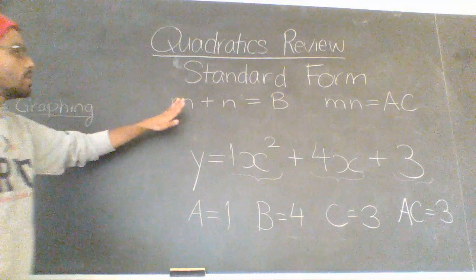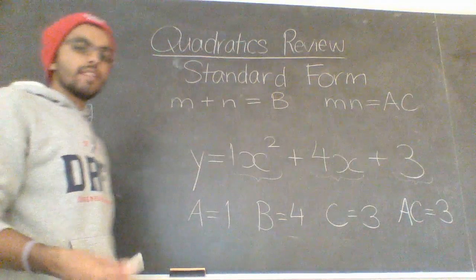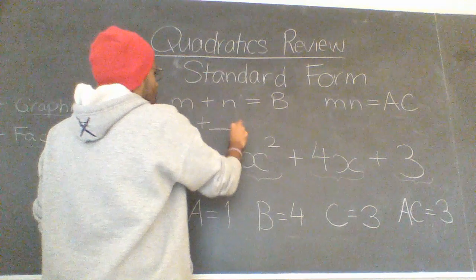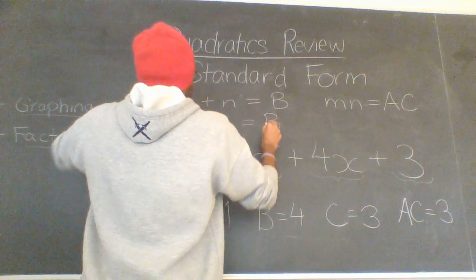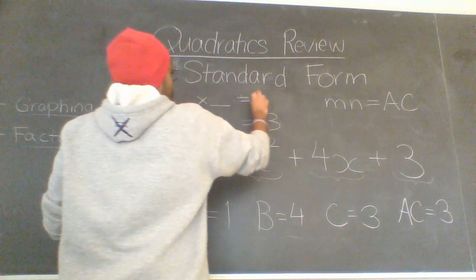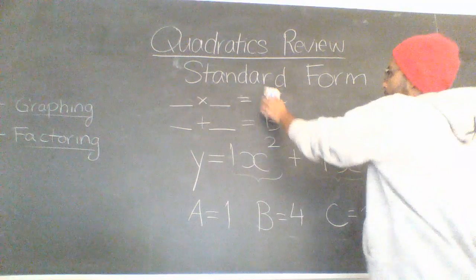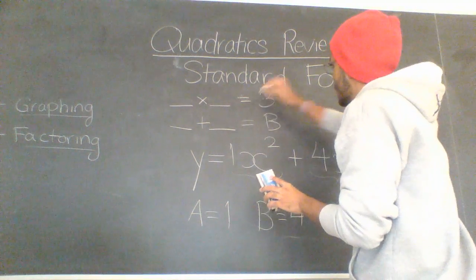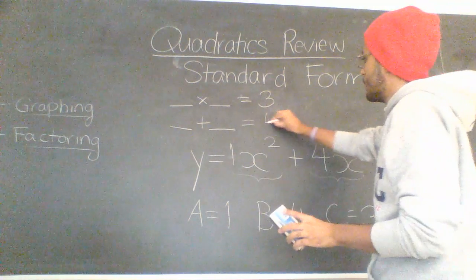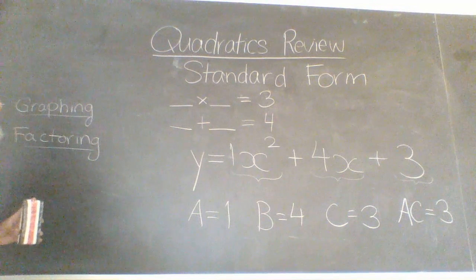Okay, so we want two numbers, m and n, such that they add to give us b, and they multiply to give us a times c. So we want something plus something that equals b, and something times something that equals ac. Now our ac value is 3, so I'm going to write that in up here. And our b value is 4, so I'm going to write that in over here. So we need two numbers that add together to give us 4 and multiply together to give us 3.